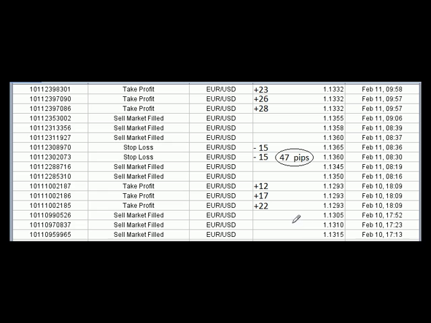Here's how everything turned out. These were my trades from yesterday. Here were my profitable trades for today. And here are my losses, for a net total of 47 pips.